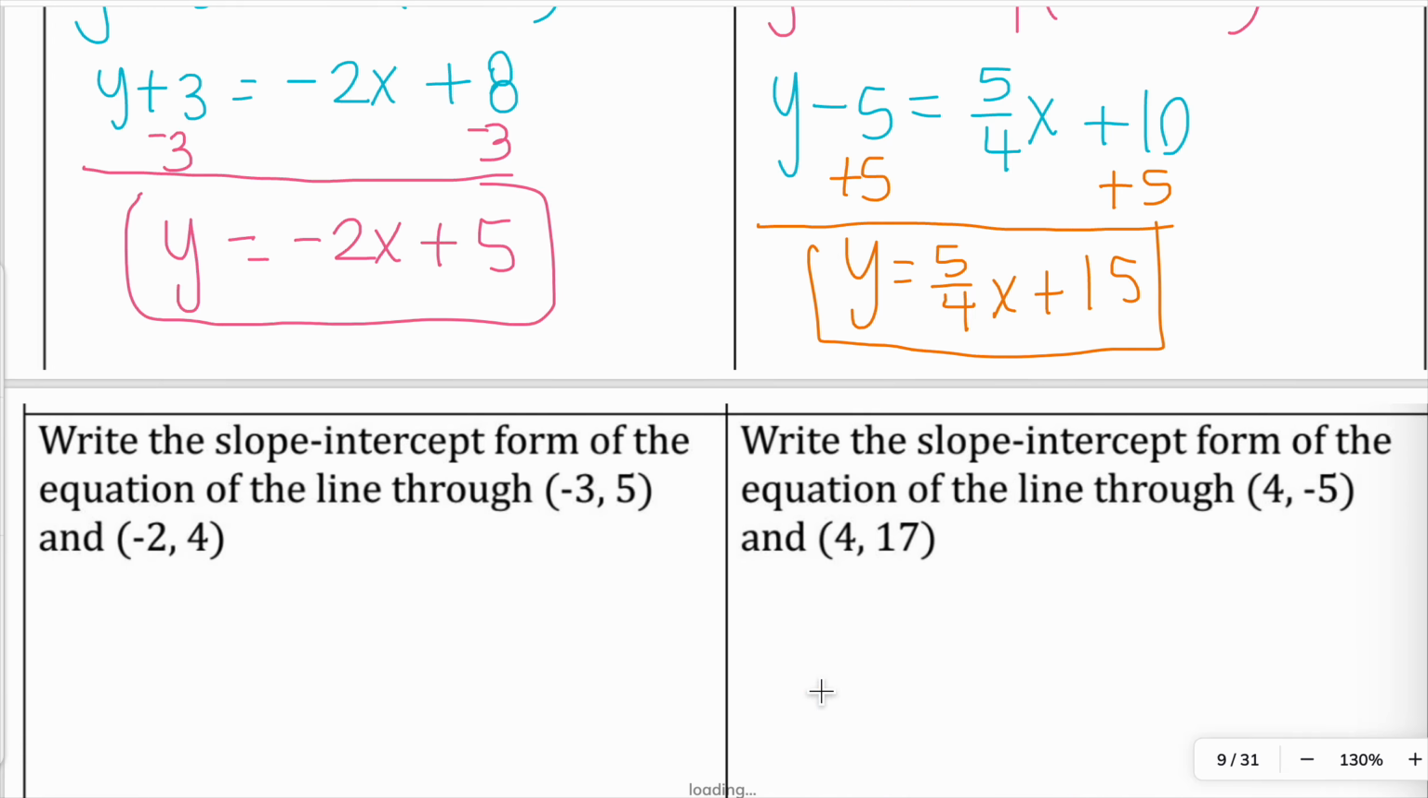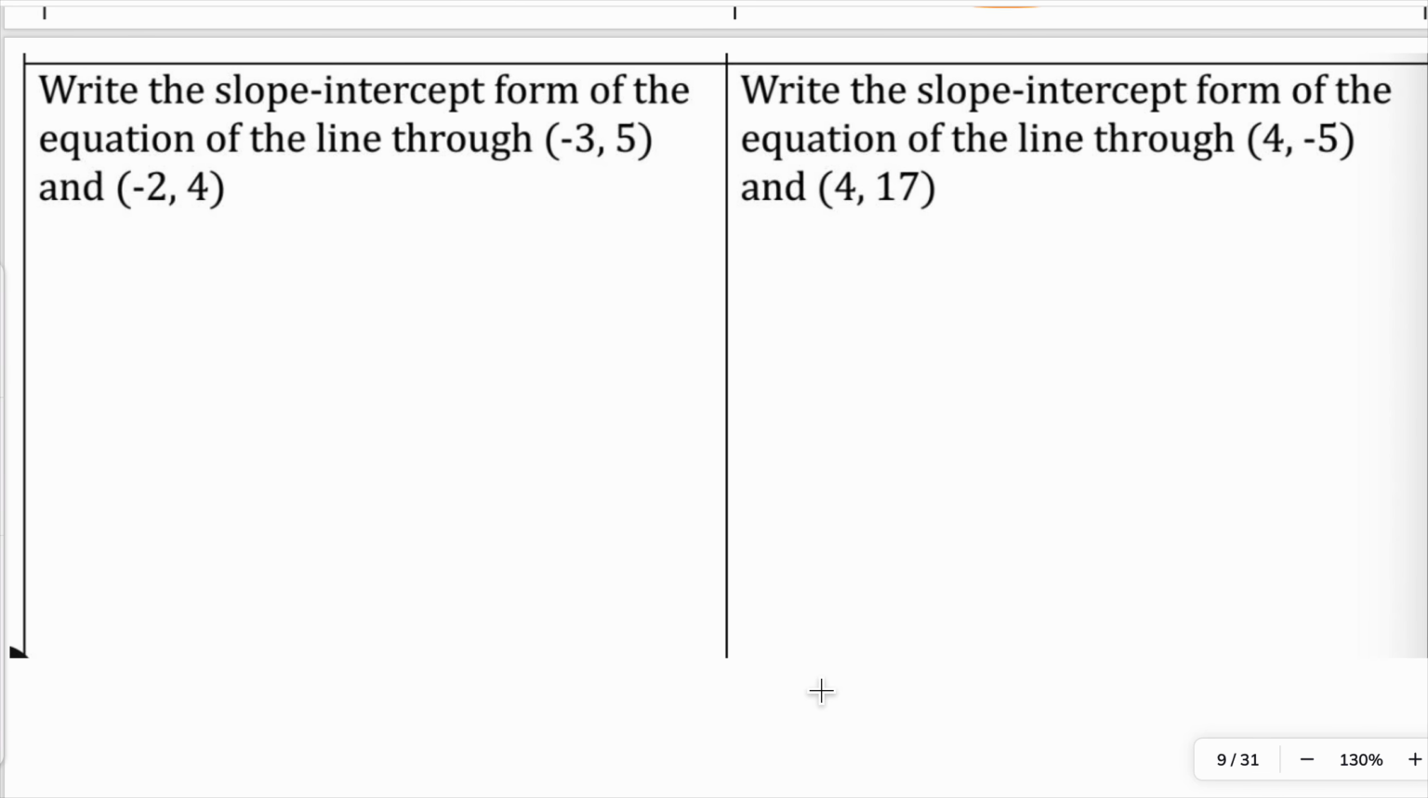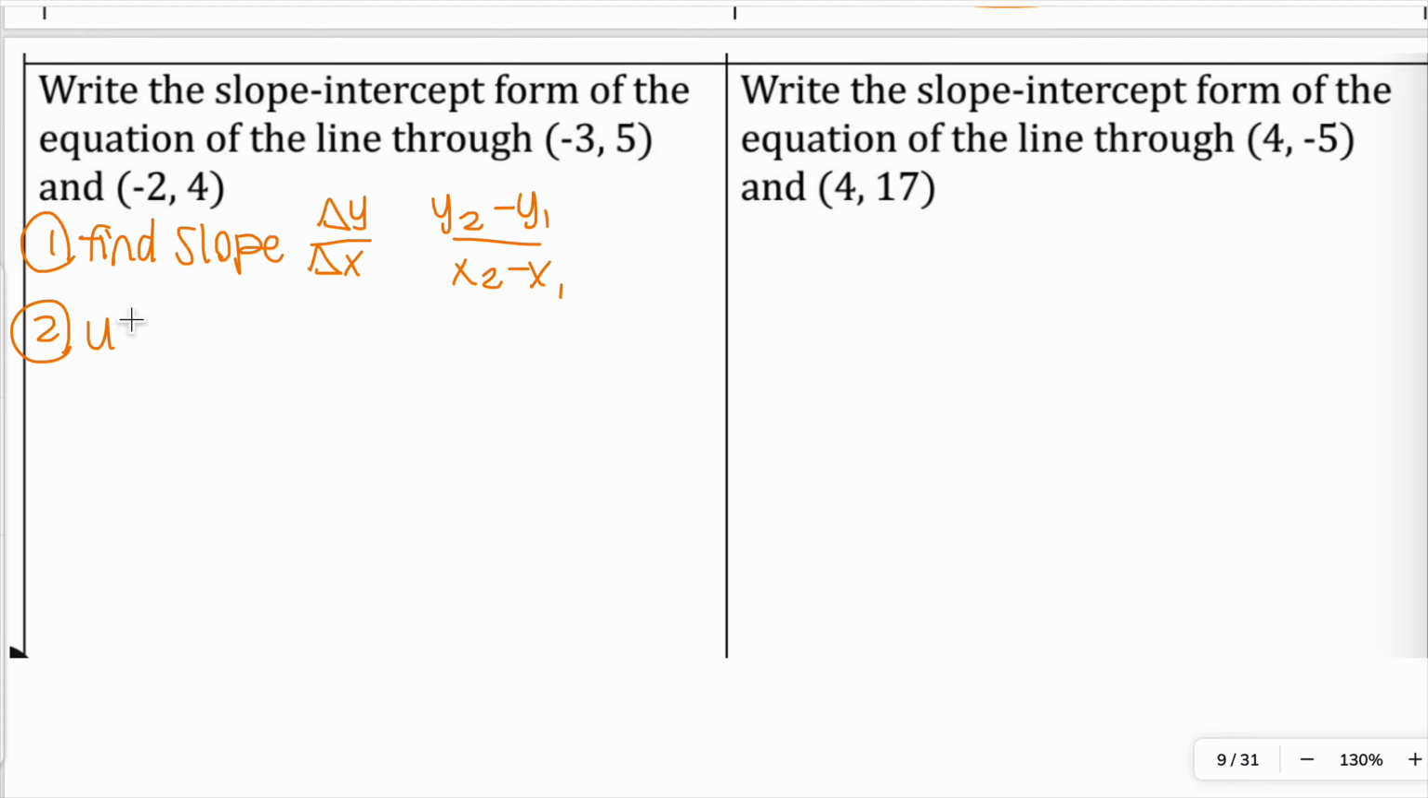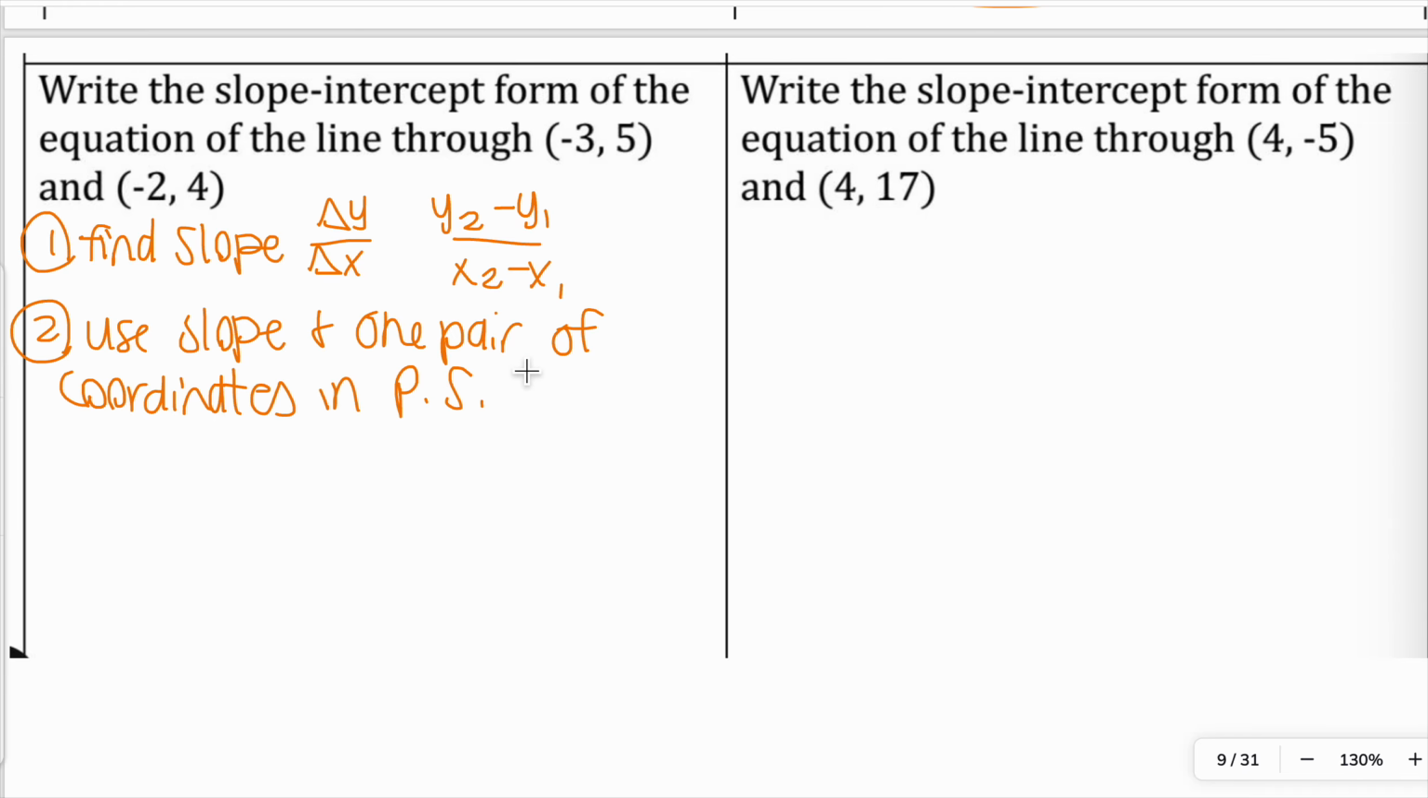Okay. The last two examples we have, now we don't have slope, but we do have our 2 points, and we have the line that the 2 points are going through. So what I would recommend here is first find slope, and you could do that using the change in y over the change in x, which is your y2 minus y1 over x2 minus x1, and then use slope and one pair of coordinates in point slope form, or PSF.